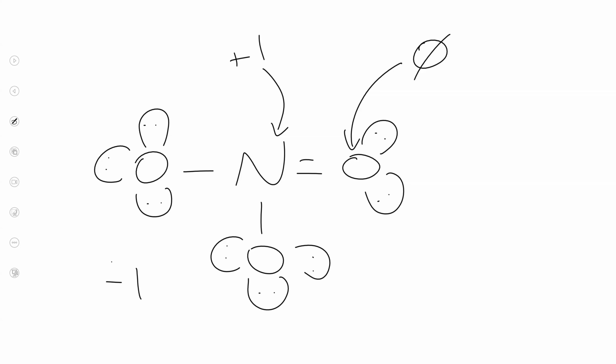And so both of these are going to be -1. So if we did our formal charges properly, they should sum up. If you add up all the formal charges, they should add up to the charge of the molecule. Which they do, right?